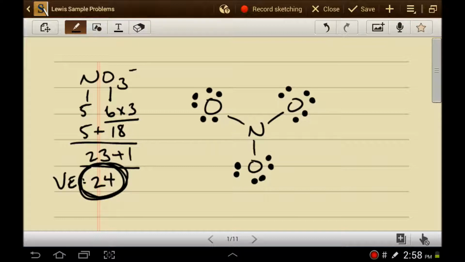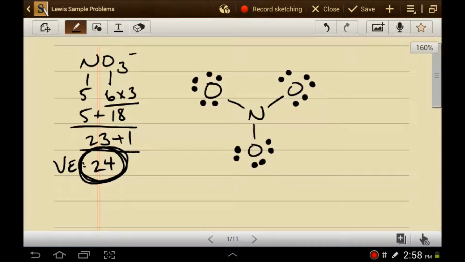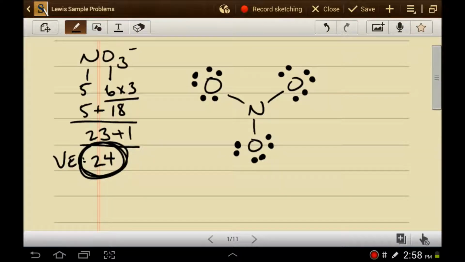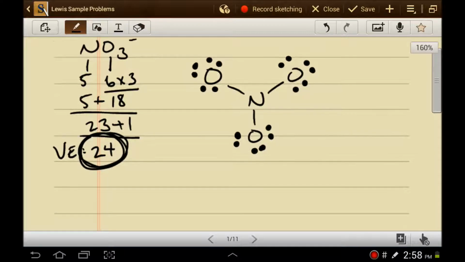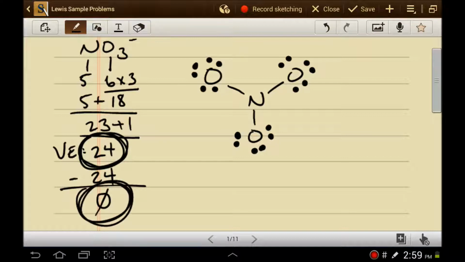We've given the outside atoms an octet. All of the outside atoms now have 8. It's time to worry about what the central atom is doing. Each oxygen has 8 electrons. There's 3 oxygens. We've used 24 electrons in our diagram so far. That means we have no electrons left over. But the nitrogen right now only has 6 electrons around it. It does not have an octet. But we're out of electrons to use.